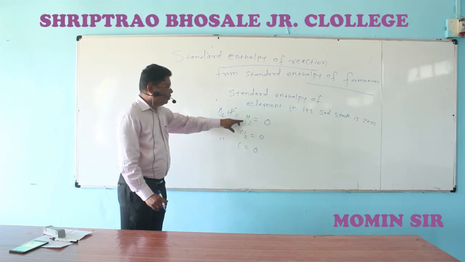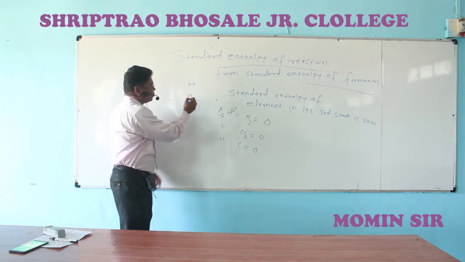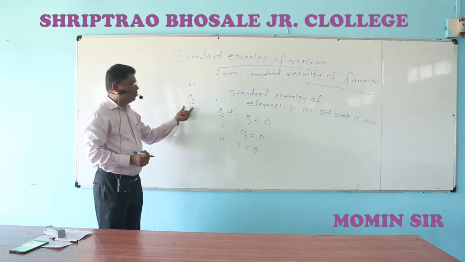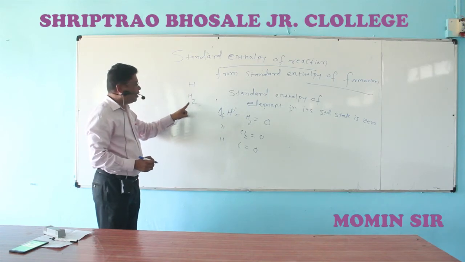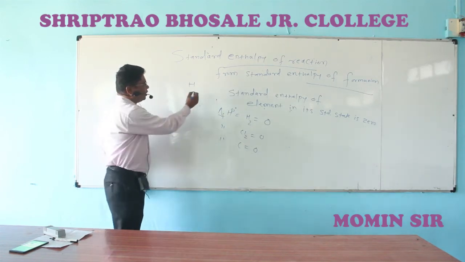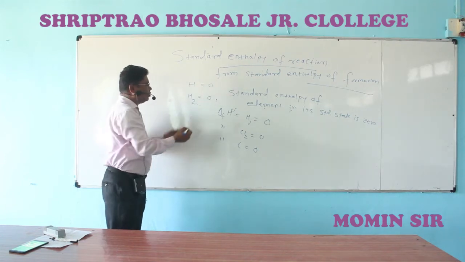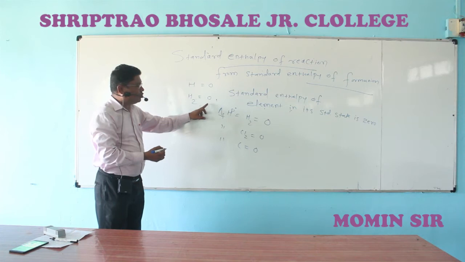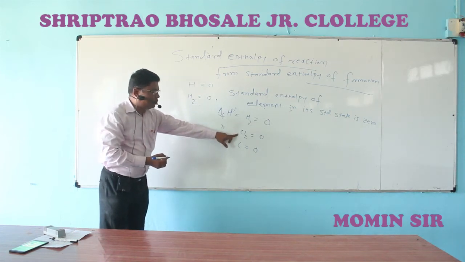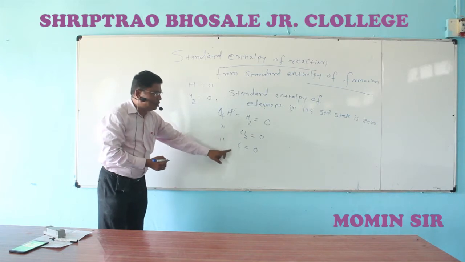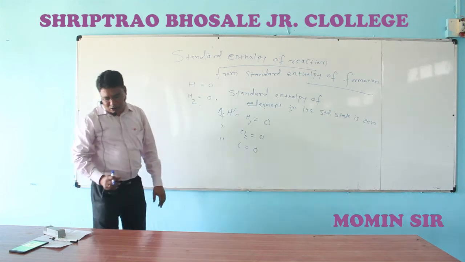For example, H is called the atom of hydrogen, H2 is called the molecule. This is the atomic state, this is the molecular state or elemental state. So the standard enthalpy of hydrogen in its elemental state is 0. Similarly, the standard enthalpy of formation of chlorine is 0. The standard enthalpy of carbon in its standard state is also 0.